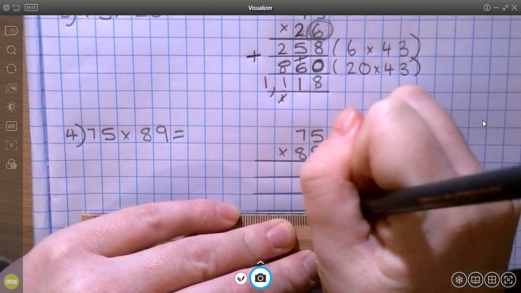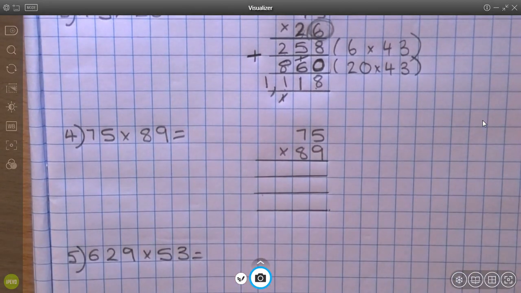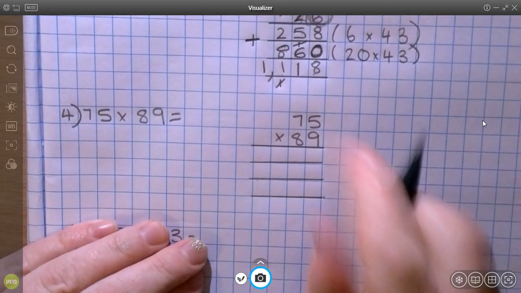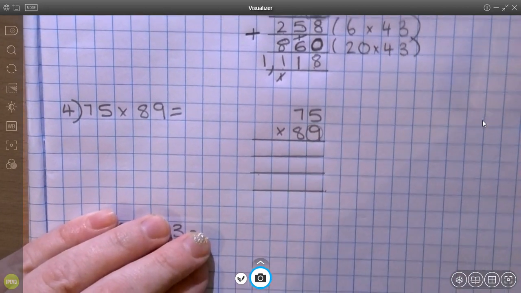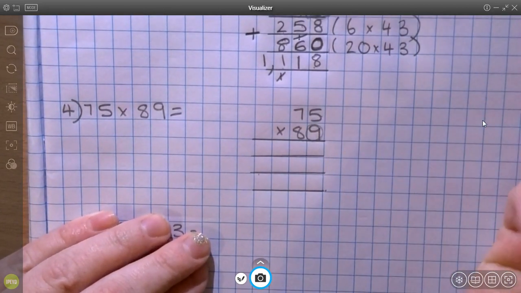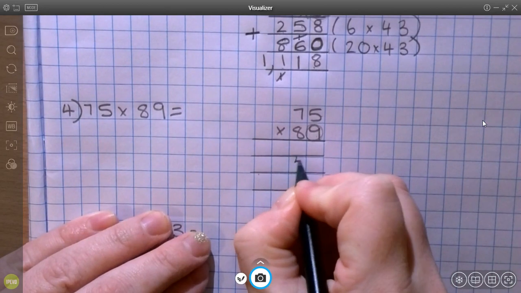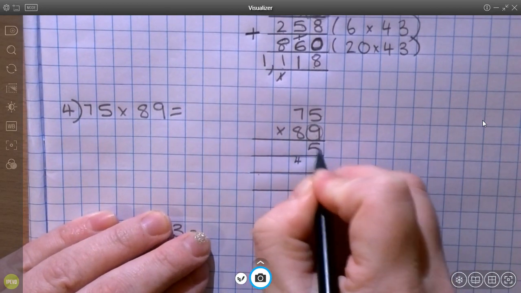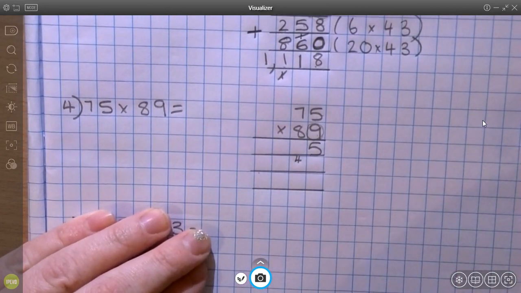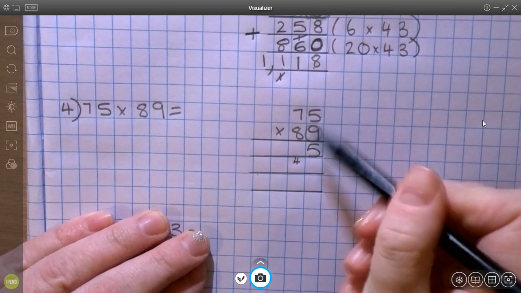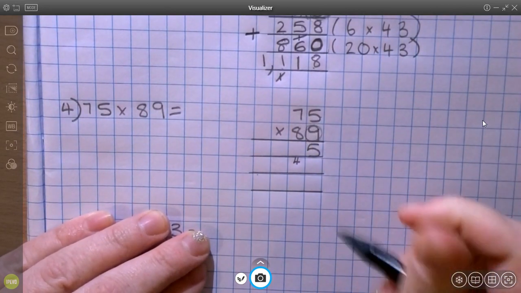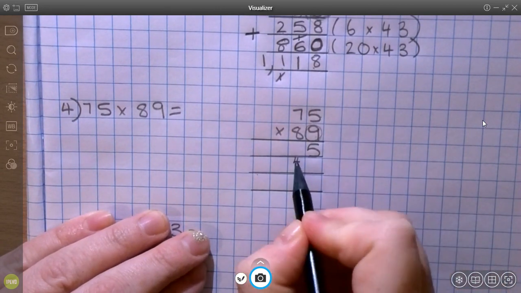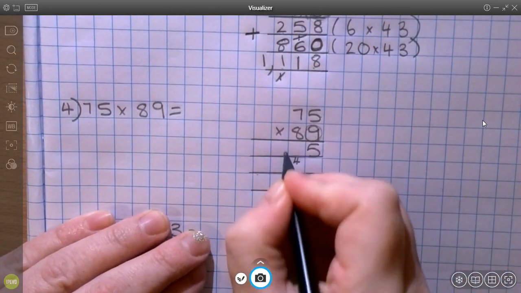I mean, you can draw these lines as you go if you want, but I like to do it so I'm ready. Right, focusing on the ones column to start with, as usual. So 9 times 5 is 45, so I need to regroup the 4 and put in the 5. Again, I'm doing it small so it doesn't get in my way in a moment. 9 times 7 is 63, add the 4 is 67.